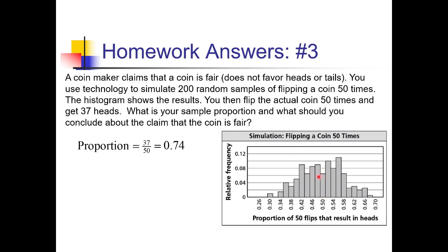Now 0.74, if we look in our frequency table here, our histogram, 0.74 is like all the way over here. There is zero frequency that this is going to happen randomly. So because this is a very low frequency, the claim that this is a fair coin is likely false. This is not likely to happen by chance.